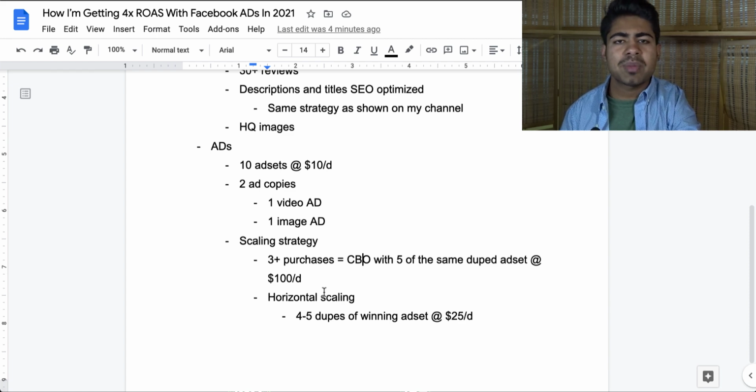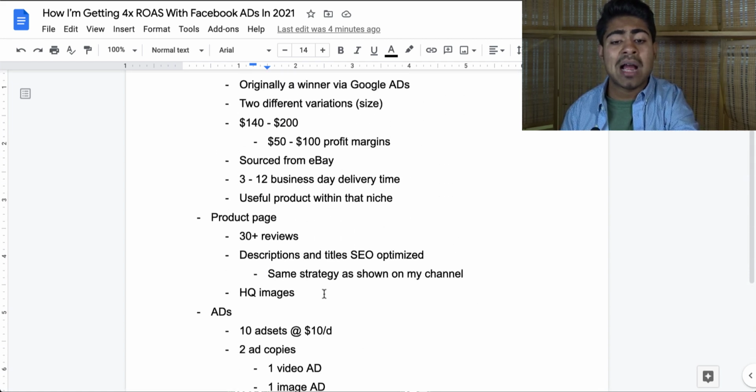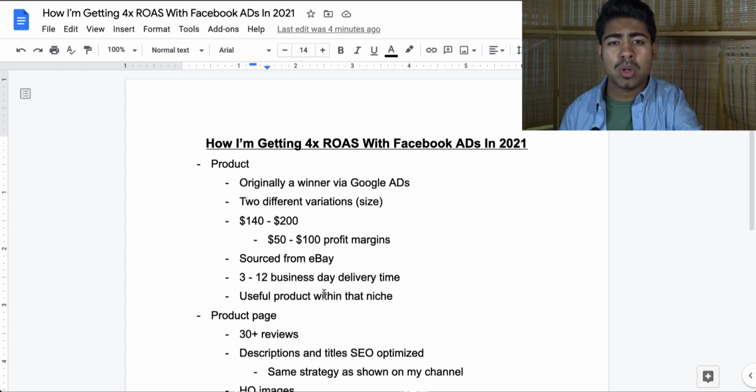But a very simple strategy for the ads, and this is exactly how I was able to achieve 4 times ROAS with Facebook ads. Of course, later on, once I fully end up scaling this product, I'll be making another video on the update.